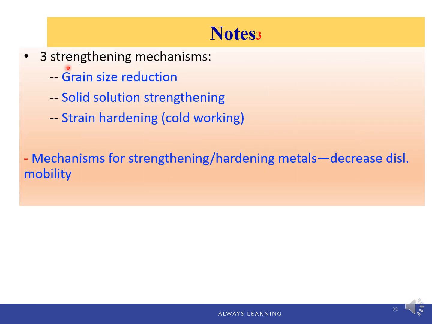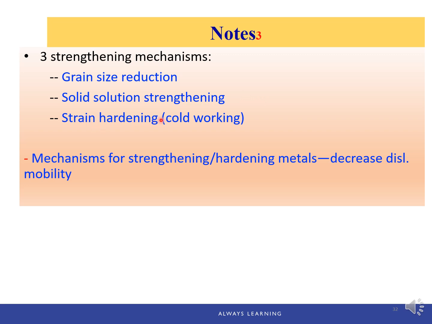We learned three strengthening mechanisms: grain size reduction, solid solution strengthening, and strain hardening. All three strengthening mechanisms are based on the same concept, which is to decrease dislocation mobility. For grain size reduction, we increase the grain boundary area. By decreasing the grain size, the grain boundaries will hinder or impede the dislocation motion. For solid solution strengthening, we introduce impurity atoms, which cause distortion to the lattice structure, which will in turn hinder or impede the dislocation motion.